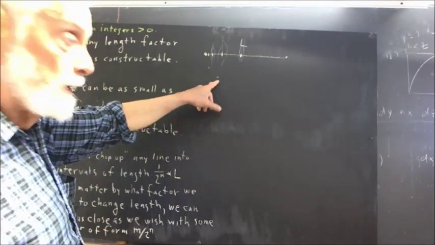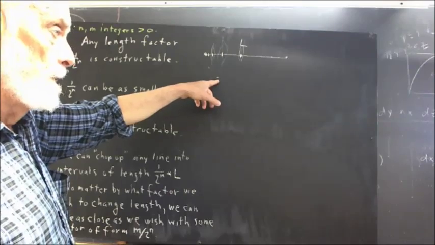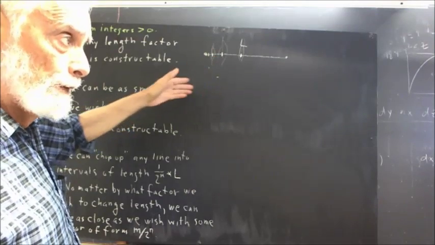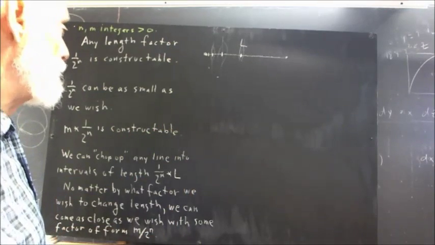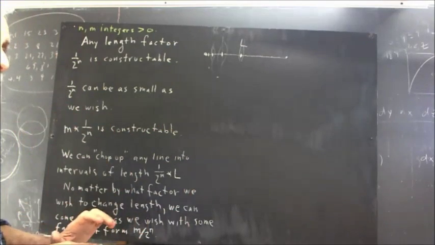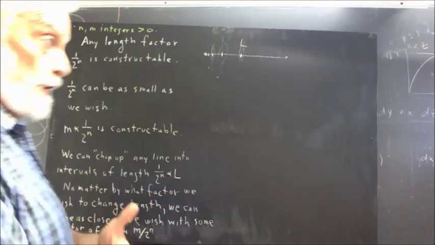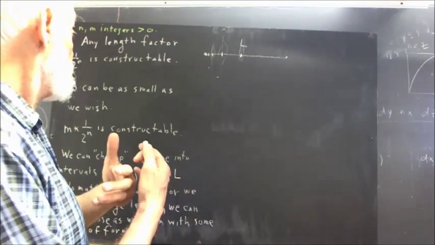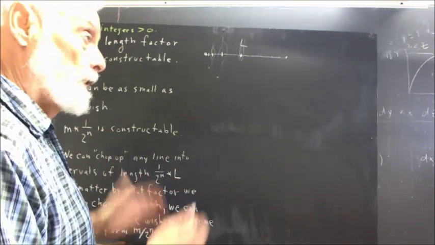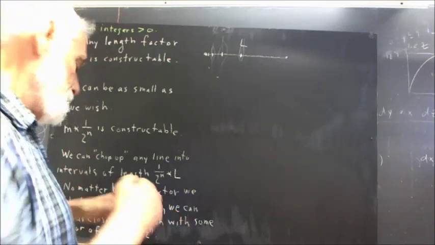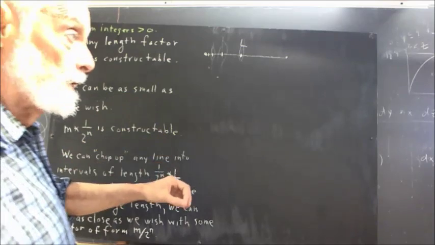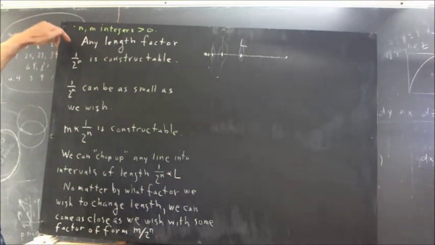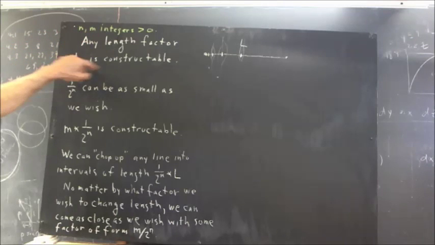Now, I can make that distance microscopic, okay? If I keep subdividing, am I going to eventually get to that distance? I can make it smaller than an atom. Now, I can't actually construct that physically out here in the real world, but theoretically, if we had infinite precision available to us, could that be constructed? So the question is, is this statement true? Any length factor 1 over 2 to the n is constructible.